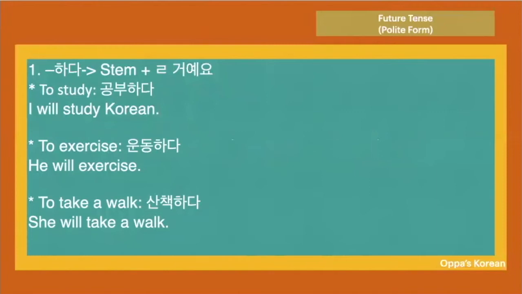So the first group, verbs ending with 하다. You find the stem first. To study, 공부하다. You just drop 다. Then the stem would be 공부하, plus the ending ㄹ 거예요. So you'll be 공부할 거예요. Here is a sentence. So I will study Korean.